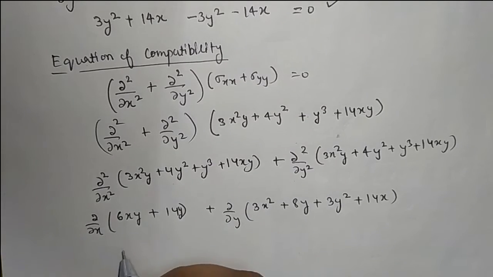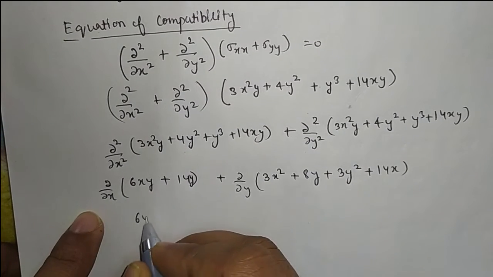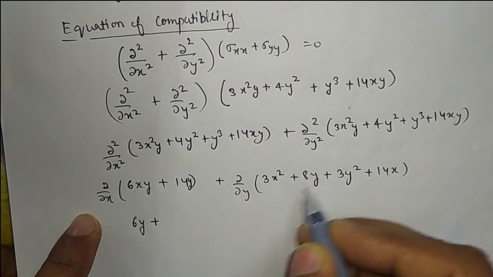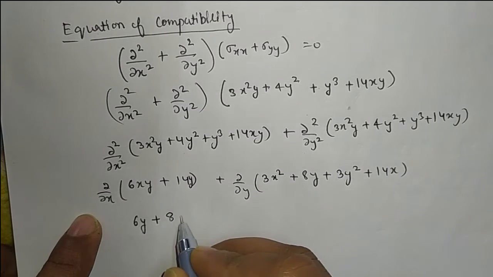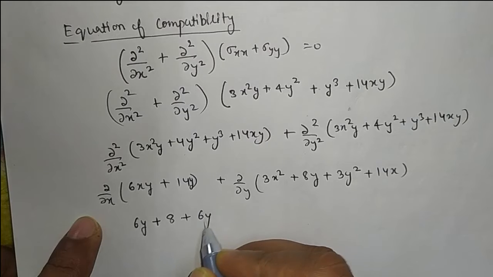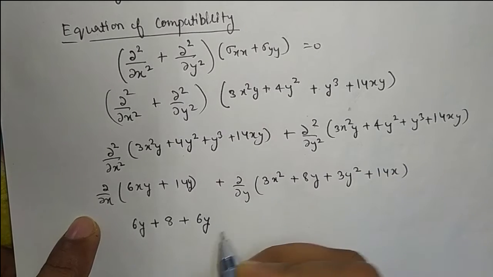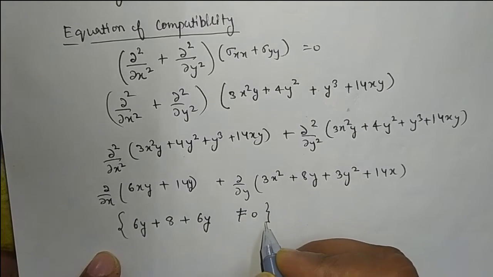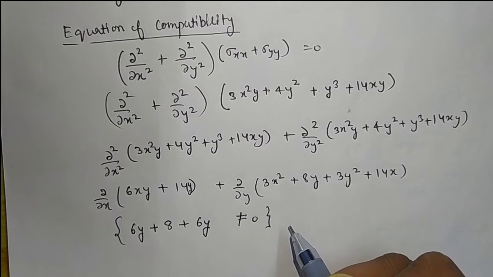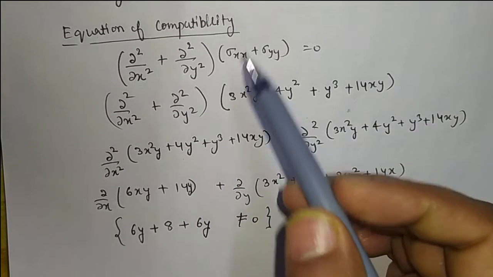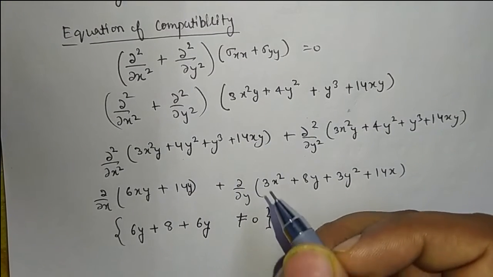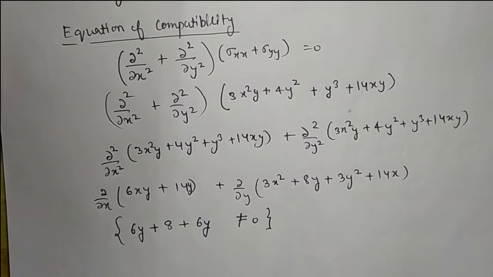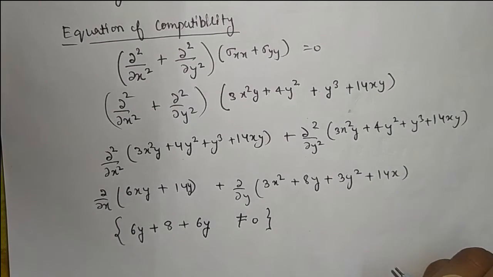We will get 6y, plus this will be 0, this will be 0, 8 plus 6y, this will be 0. So this will not be equal to 0. Hence the equation of compatibility is not satisfied and the equation of equilibrium is satisfied for the given state of stress. So option A will be the correct answer.